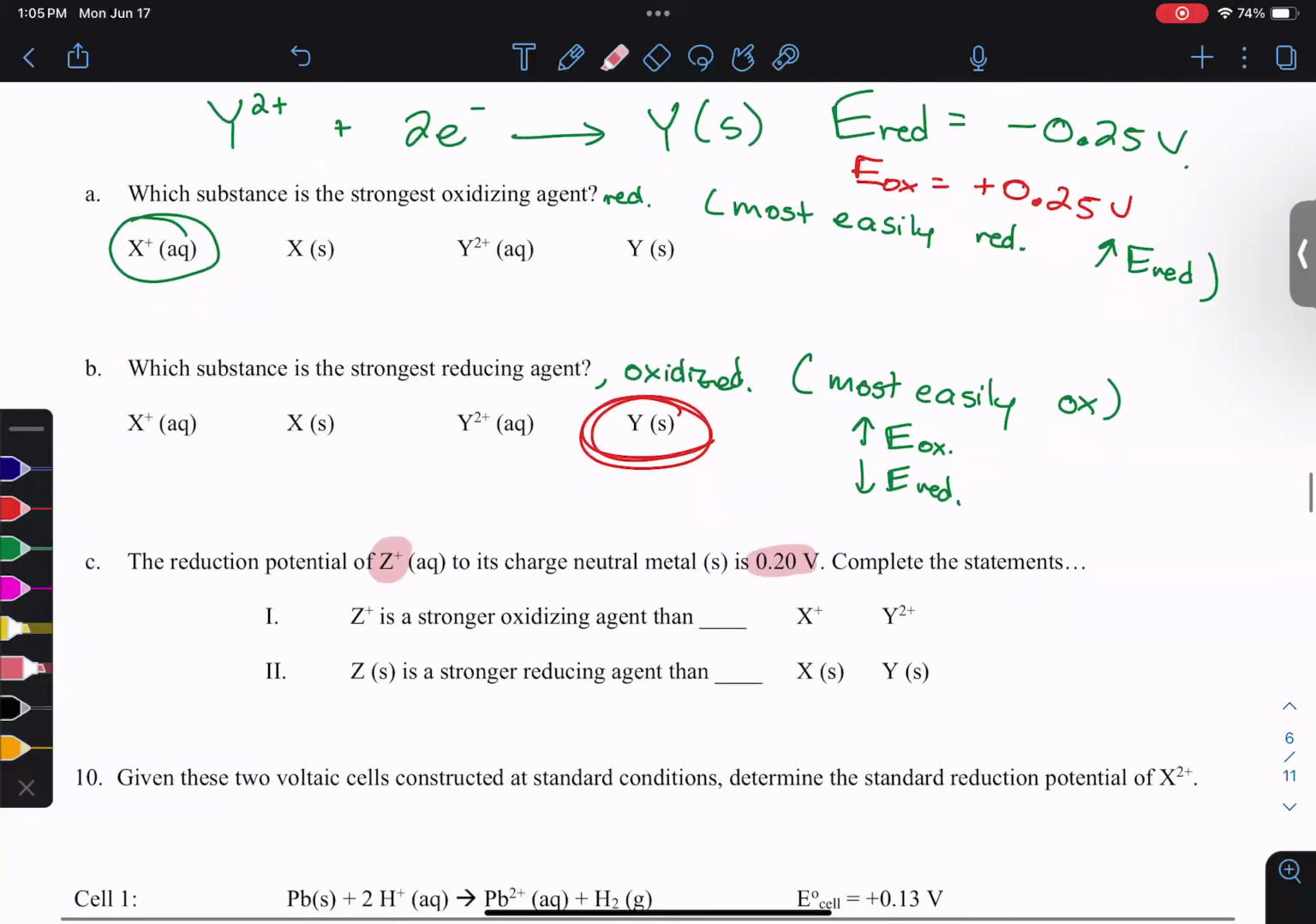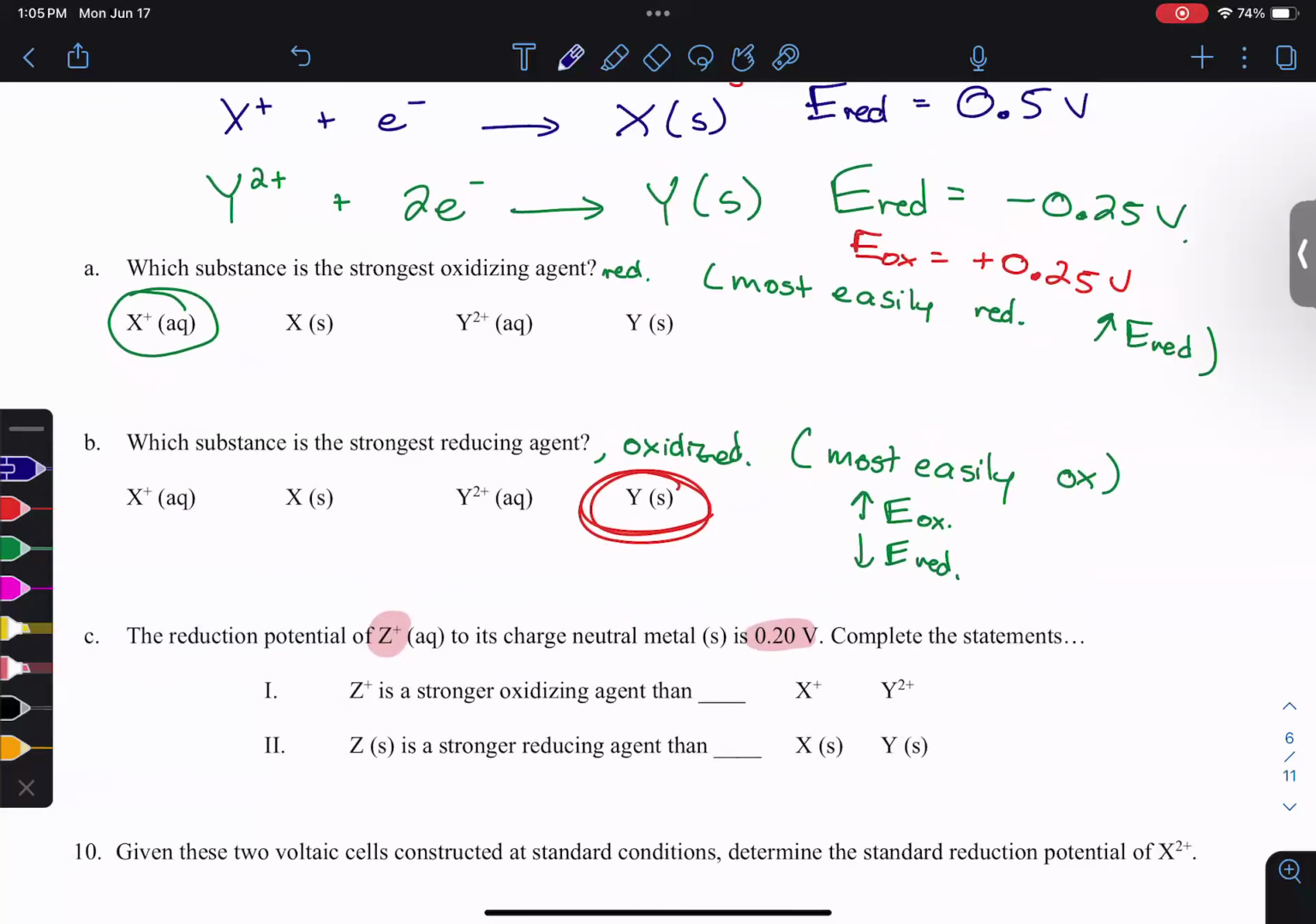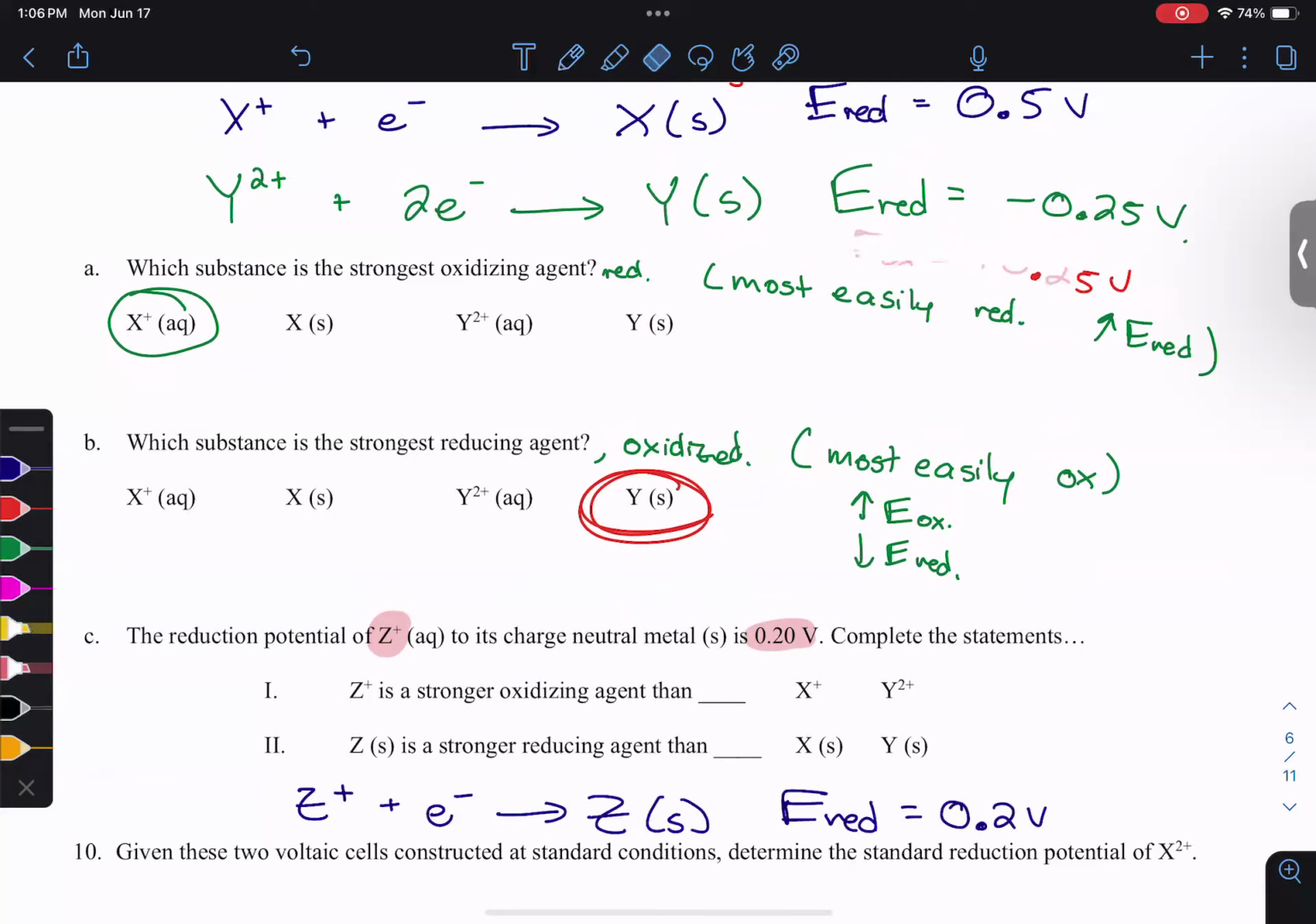Complete the statements. So why don't we just write that reduction potential? Z plus plus an electron gives Z solid. This has a reduction potential of, it says 0.2 volts. All right, so these are all of the equations we are comparing. Let's clean this up a little bit. So we got this one, X plus has that voltage, Y2 plus has this reduction cell potential, and then Z plus has this reduction cell potential.